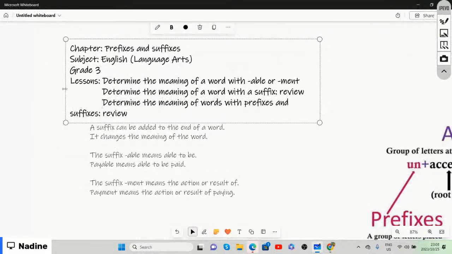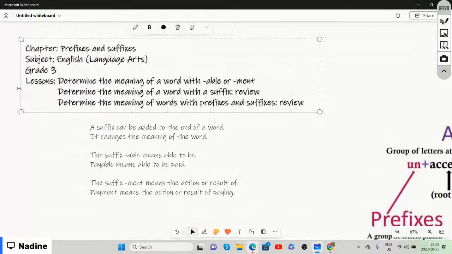to determine the meaning of a word with able or ment, and to determine the meaning of a word with a suffix. So we're going to do a review on that because we've been doing suffixes mainly. And then we're also going to determine the meaning of a word with prefixes and suffixes. So we're going to review that.